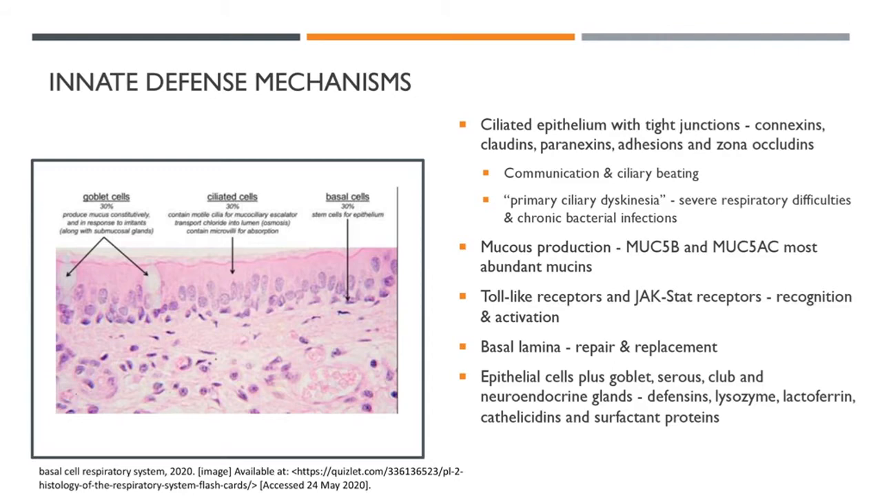The basal cells of the epithelium are critical in repair and replacement in the case of trauma, as damage to the epithelium impairs defences and makes the system vulnerable to infection.